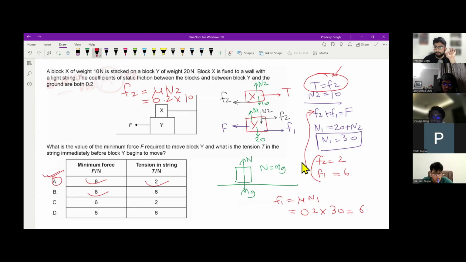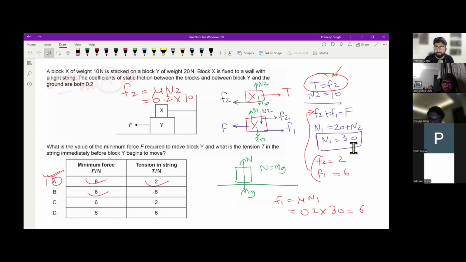The key was to basically draw the free body diagrams and equate everything together to find the answer. Yes, exactly. This was indeed a very, very tricky question. So, Parth, you said we don't need friction. How did you solve without finding friction?